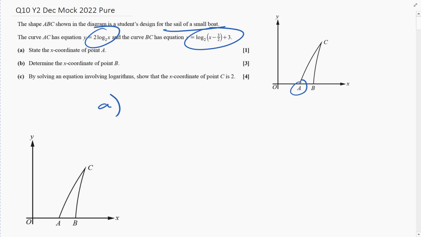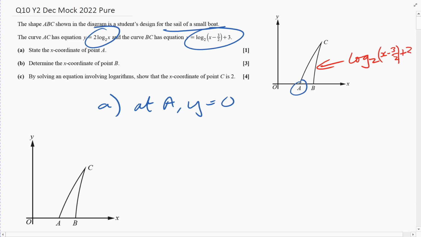Now you can see point A is where y equals 0. So at A we can say y equals 0. Just before we do that, it's worth writing down on here which is which. So the curve BC is this one, log 2 of (x minus 3 over 2) plus 3, and this curve AC, this is 2 log 2 of x.